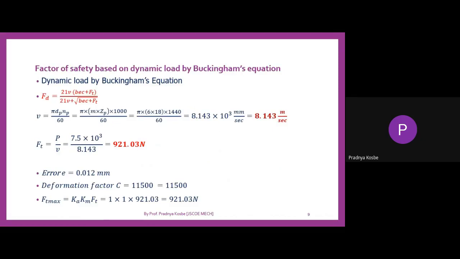Correct? Now, factor of safety based on dynamic load by Buckingham's equation. So first what I have to do? I have to calculate dynamic load by Buckingham's equation.